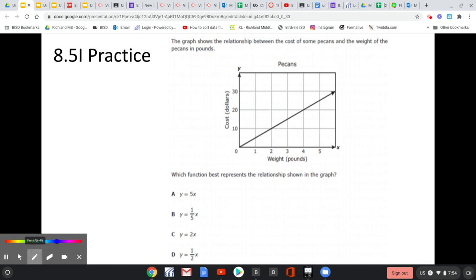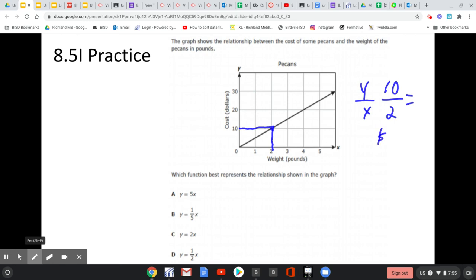So we have a graph that shows the relationship between the cost of some pecans and the weight of the pecans in pounds. Which function best represents the relationship shown? So what we need to do is find an exact point like this. We always divide y divided by x, and we can see 10 divided by 2. Therefore, we know that the cost per pound is 5. Therefore, our answer is A. Let's look at another one.